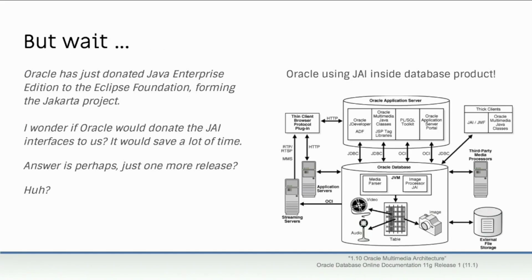But wait, we noticed that Oracle, with a little bit of threats, had just donated the Java Enterprise Edition to the Eclipse Foundation. They had a little bit of help with Red Hat and IBM leaning on them, so I thought, hey, I wonder if we could ask Oracle to donate this to us. Even if they just donated the interfaces to us, it would save us a lot of time. So we contacted them through our friends at the Eclipse Foundation, and the answer was maybe. We noticed they were still using it inside their Oracle database product.